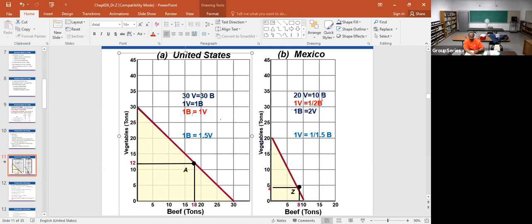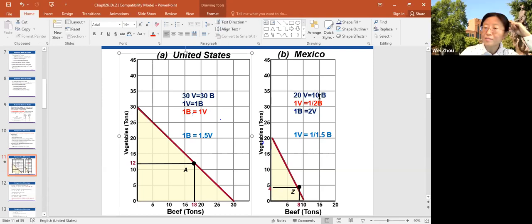Yes. Okay. If you divide both by 10, then you find for Mexico to produce 1 beef, you give up 2 vegetables. Okay, so let's take a look at this part. So US produce 1 vegetable, gave up 1 beef. But Mexico produce 1 vegetable, only give up half beef. Which one costs less if you produce a vegetable? Mexico, right?